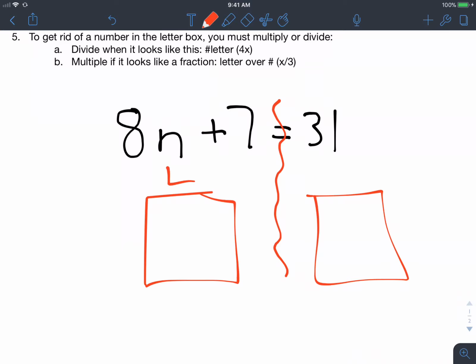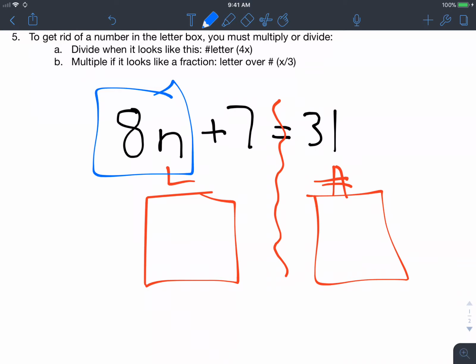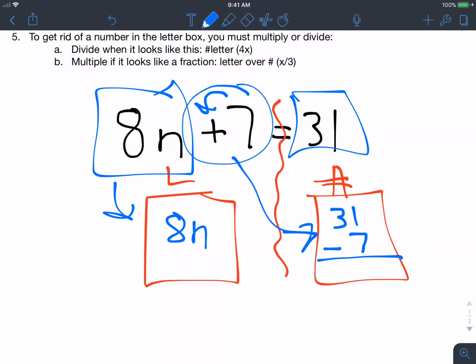So I have my letter box, and I'm just going to use an L for that, and a number box, just so I remember which is which. And again, if the thing is on the same side, all I have to do is drop it down. Since the 8n is on the same side as my letter box, I'm just going to drop that 8n in. Same with the 31. Since it's on the same side of the fence with the number box, I'm just going to drop 31 in. Now the 7, I do have to go across my fence, and so I have to do the opposite, which if I look to the future, it is a positive right now. So I do have to make it a negative 7 when going across that fence.